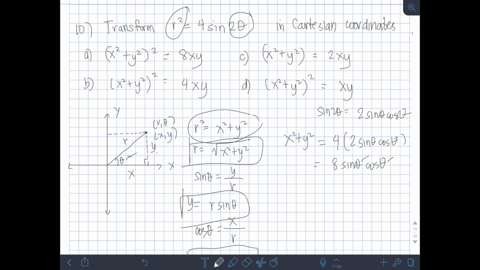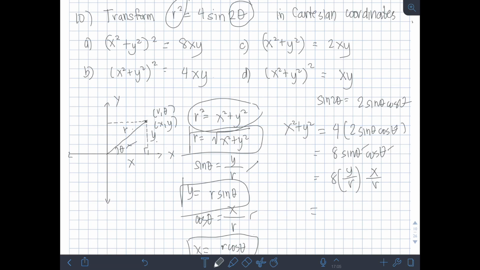So, let's use the relationship of theta to x and y. Sin theta is equal to y over r, and cosine theta is x over r. So, let's substitute. So, 8, sin theta is y over r, and cos theta is x over r. So, we have x squared plus y squared equals 8xy over r squared.